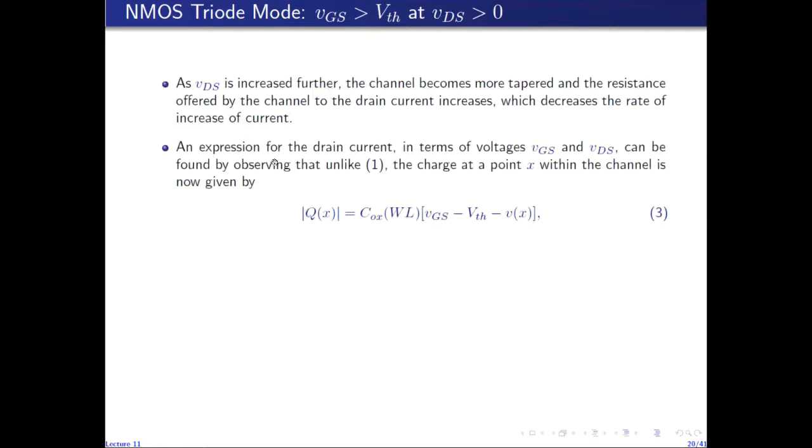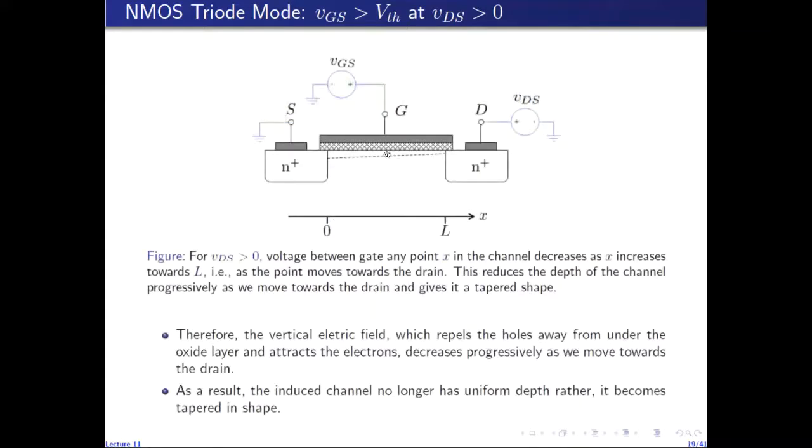So an exact expression for the drain current in terms of voltages VGS and VDS can be found by observing that, unlike before, where we equated the magnitude of the charge with the product of the capacitance and the overdrive voltage, now the magnitude of the charge depends on the point in the channel, because the electric field between the gate and the channel depends on the point in the channel, because the strength of the electric field decreases from x equal to 0 to x equal to L.